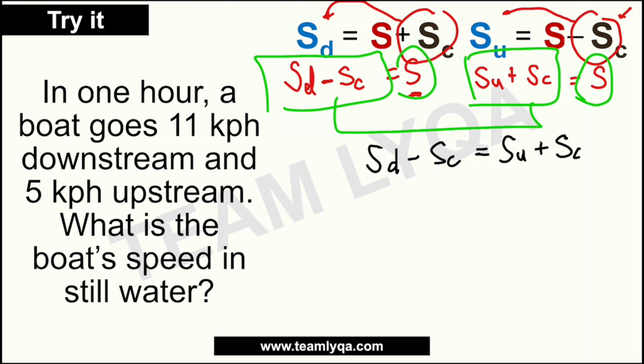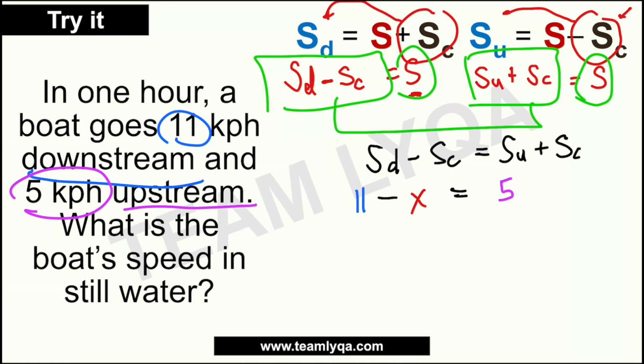Isa-substitute lang natin yung alam na natin. So, we have yung speed niya going downstream, which is 11. So, 11. Tapos, minus yung speed ng current na hindi natin alam, that becomes our X, is equal siya doon sa speed upstream. Ang upstream naman natin is 5 kilometers per hour upstream. So, this will be 5 plus yung hindi natin alam na X. Okay? This is one way to solve this. And now, we can just solve for X. Okay? So, solve lang tayo for X.